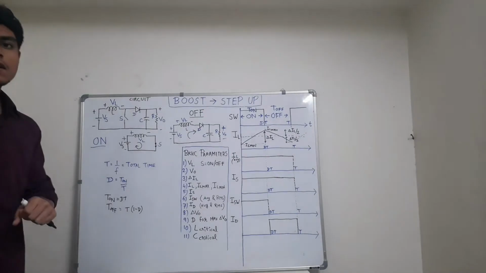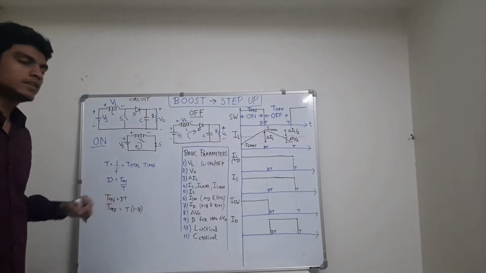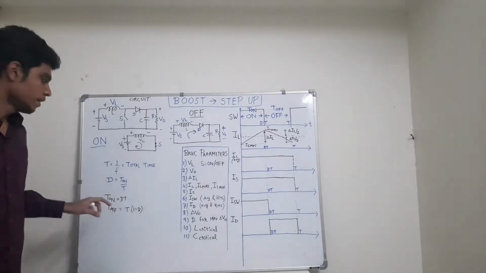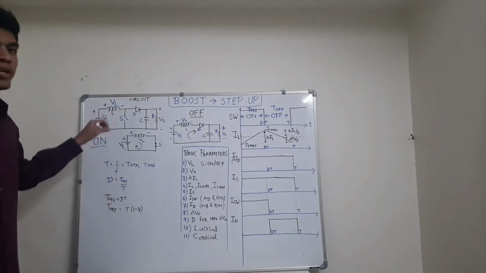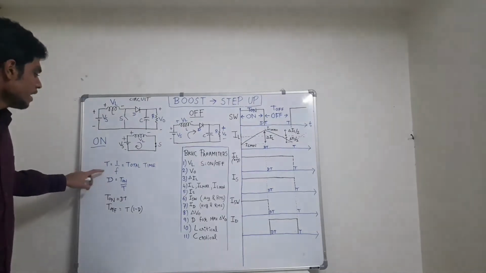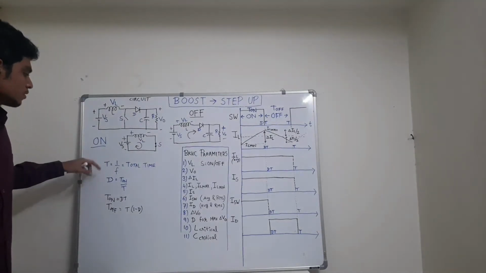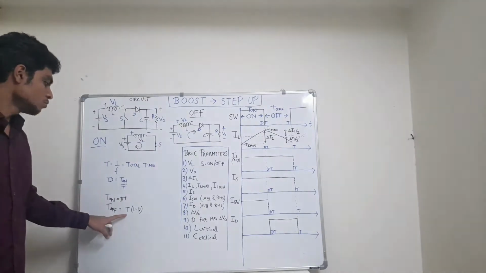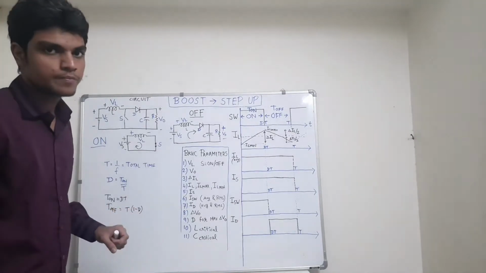So duty cycle is the new parameter which is defined as t on upon t. So the on time of the switch is dt, and the off time of the switch is the total time minus the on time. So t minus dt equals t into 1 minus d.